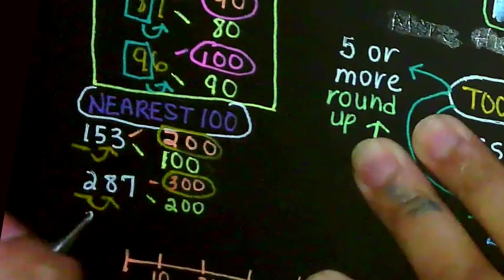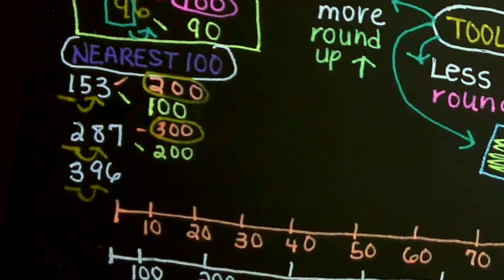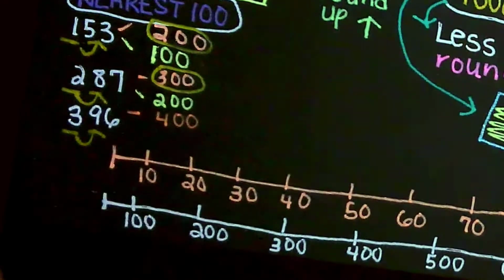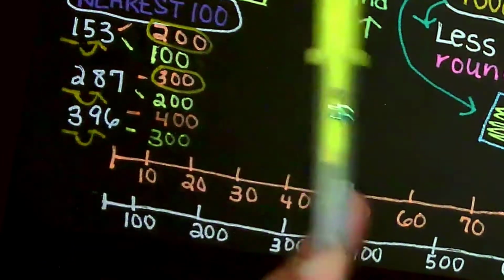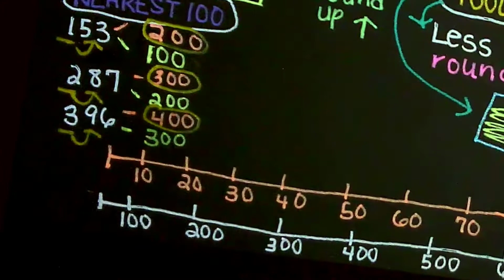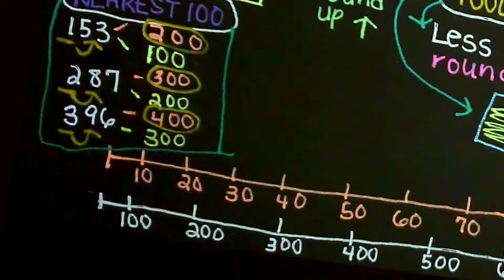Let's try 396 rounded to the nearest 100. And if we use what we've learned before, we know that 3 is in the hundreds place and 9 is in the tens place. 9 is the number that's going to tell us whether we round 396 up or down. 9 is greater than 5, so 9 lets us know that 396 rounded to the nearest 100 is 400.